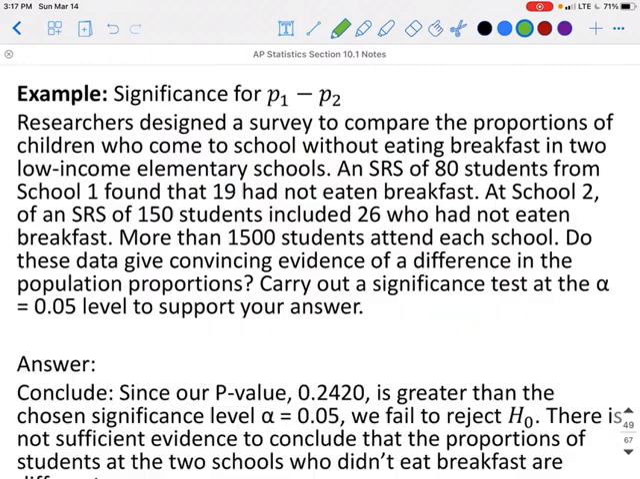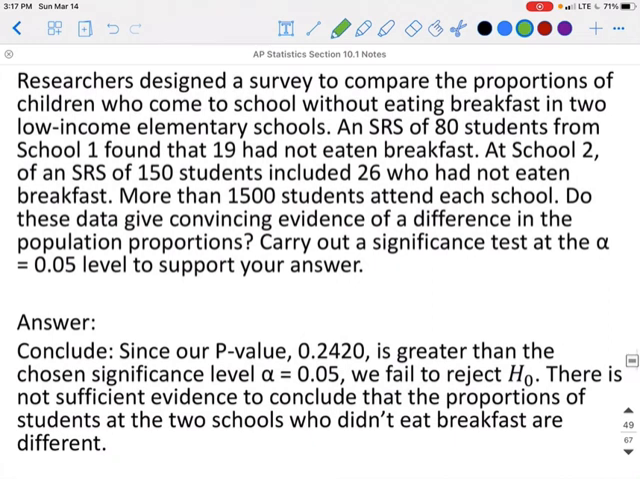Last thing we need to do is conclude. So since our p-value of 0.2420 is greater than our chosen significance level of alpha equals 0.05, we fail to reject the null hypothesis. There is not sufficient evidence to conclude that the proportions of students at the two schools who do not eat breakfast are different.